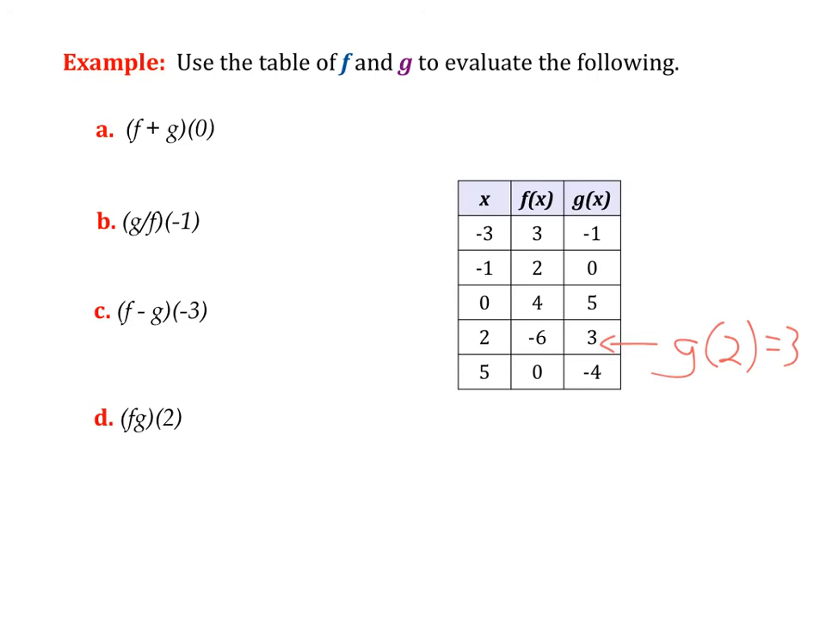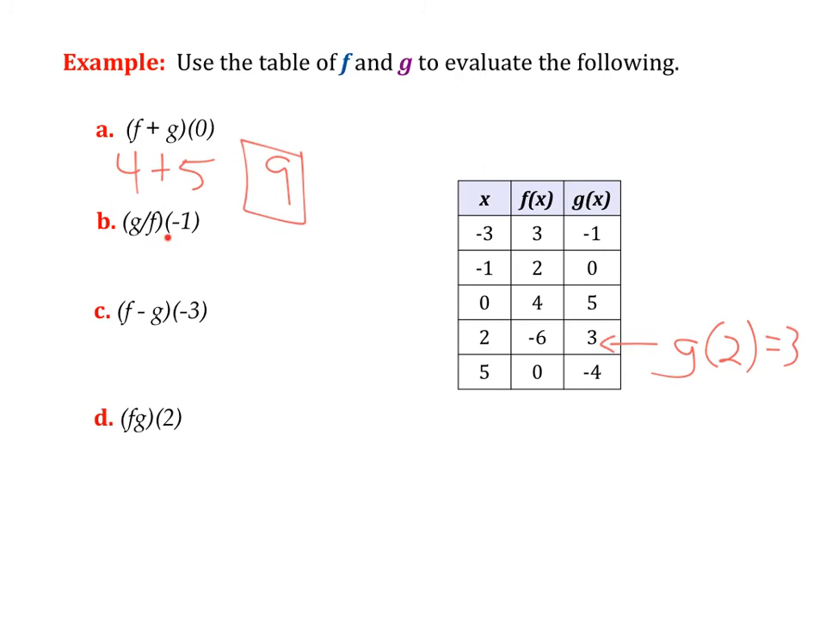All right, so f plus g of 0. Well, f of 0 is 4. Right? My f function, if x is 0, is going to be 4. G is 5, so 4 plus 5. That's going to be 9.